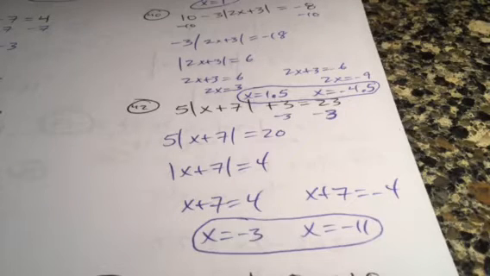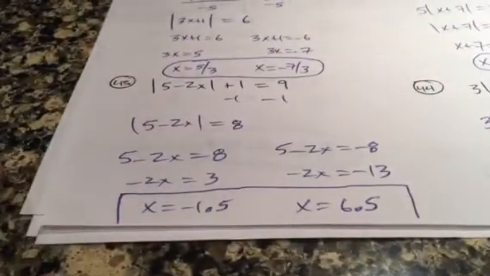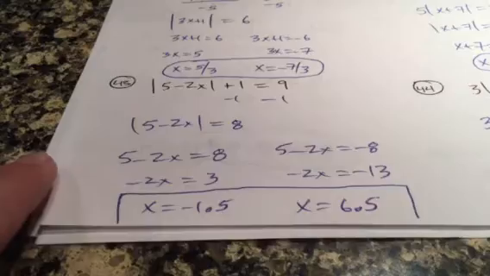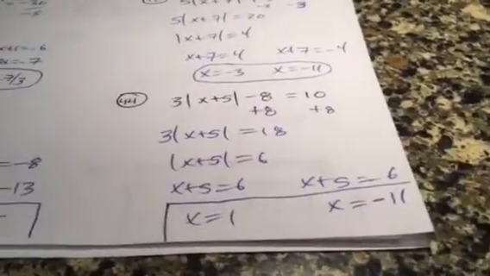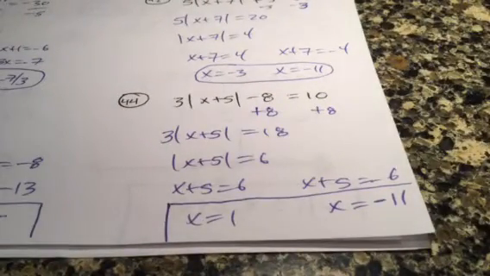You're going to subtract 3 and then divide by 4. You're going to get the absolute value of x plus 7 is 4. X plus 7 is 4. X plus 7 is a negative 4. All right, 5 minus 2x is 8. 5 minus 2x is negative 8. Solve both. No big deal there. 44, you're going to add 8 and then divide by 3. That one's pretty easy. X plus 5 is 6. X plus 5 is negative 6.